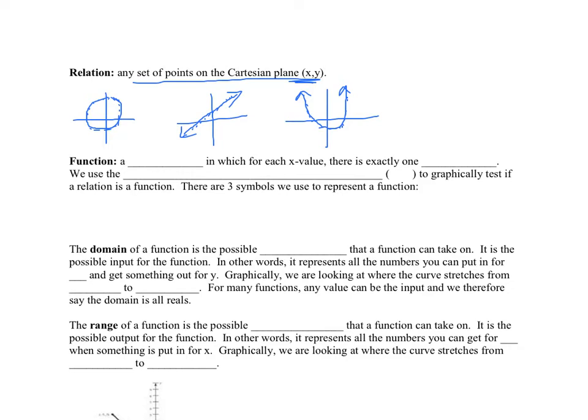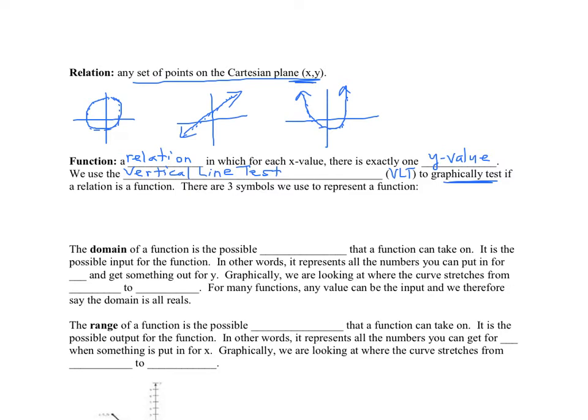Now, a function, this is a special type of relation. So this is a relation in which for each x value there is exactly one y value. So this should be review from last year. Recall that we use something called the vertical line test. The vertical line test, and we can abbreviate this VLT, to graphically test if a relation is a function.